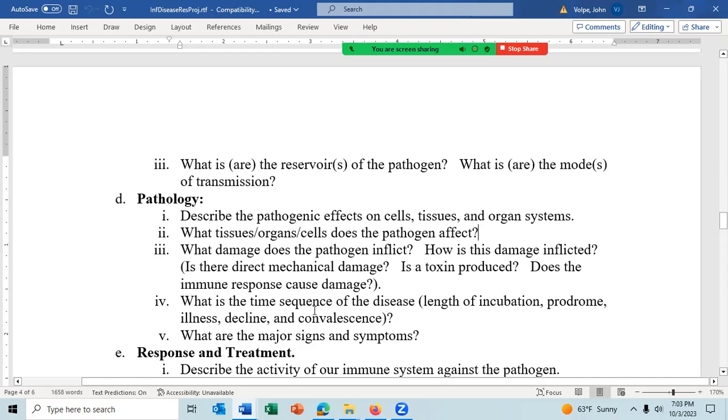Talk about the time sequence of the disease: what's the length of incubation, the prodrome period, illness, decline, and convalescence. We'll talk about these when we're talking about viral diseases, but for any disease, there's a time from when you first get infected to when you have signs or symptoms, and that we call the incubation period. When the person is first becoming ill and the symptoms are very mild, we call that the prodrome period. Then there's the period of illness.